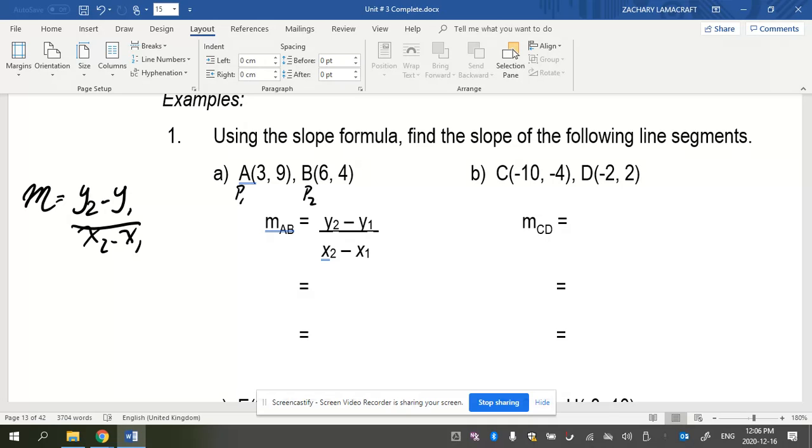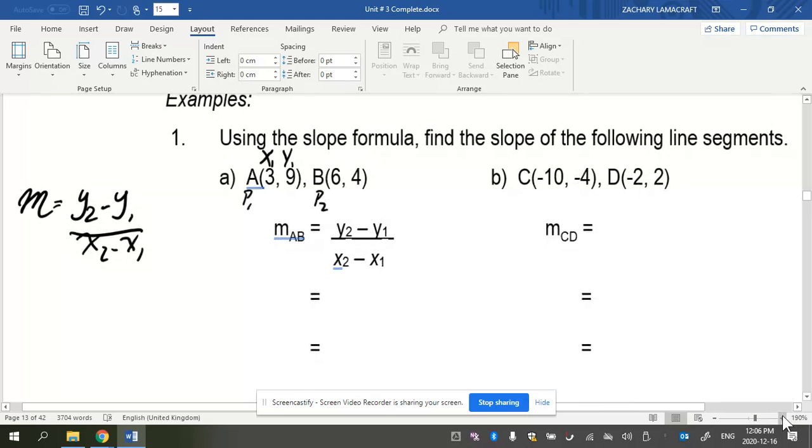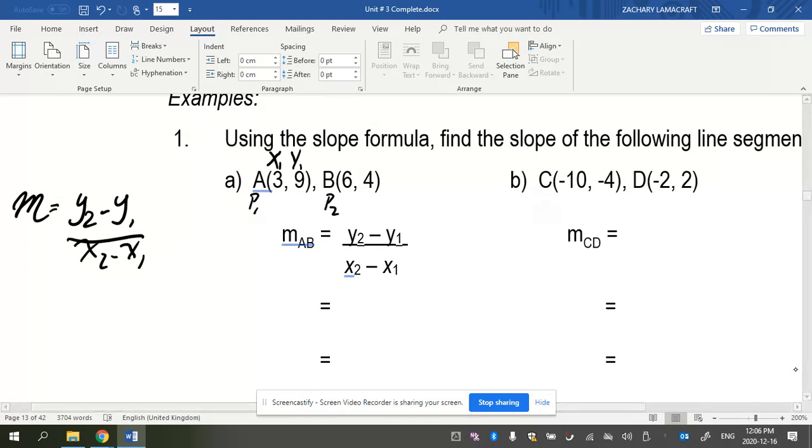If we do that, then on top of my ordered pair, I'm going to make this x1 and that y1. Please write this down, because this is the x coordinate of point 1. And then over here, I'm going to make this x2 and y2.